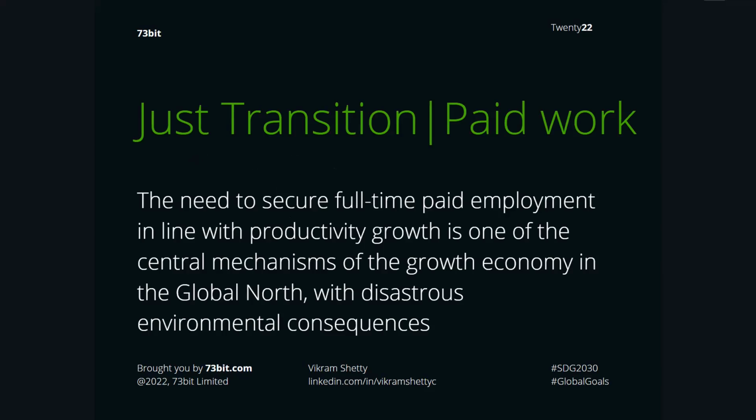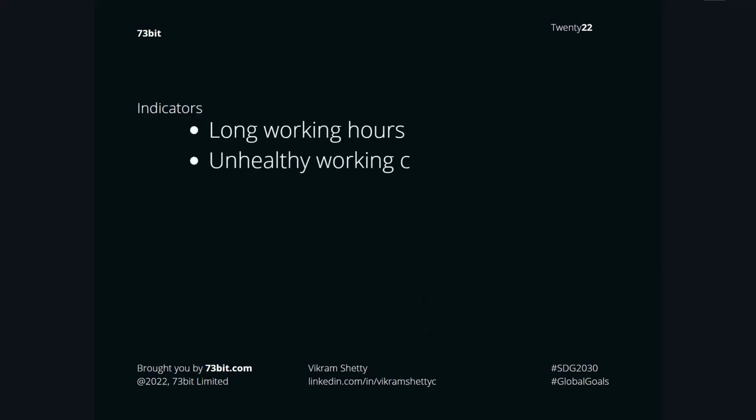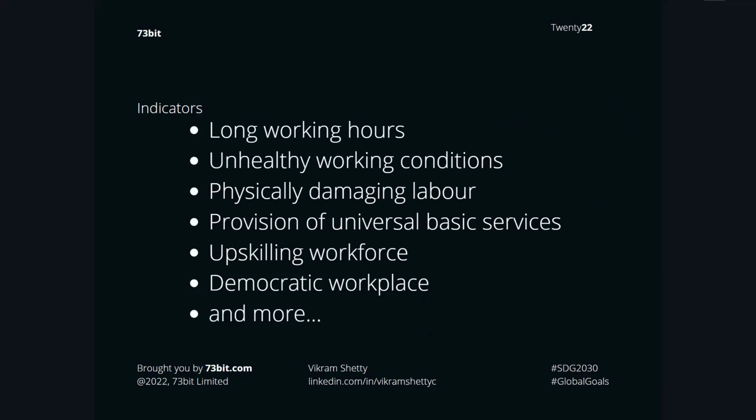This one was another example where everyone knows there is a need for secure full-time paid employment, and how it is directly connected to productivity. And if you have read the book Less Is More, I mentioned it in my previous video. I'll also mention the link in the comments below. You can go and watch that. So how the global north is using that for the growth economy, and how it is hazardous or economically not sustainable. And there are straightforward indicators: long working hours, healthy working conditions, and all. So basically, we can measure all the social indicators there, and definitely benchmarking can be done.